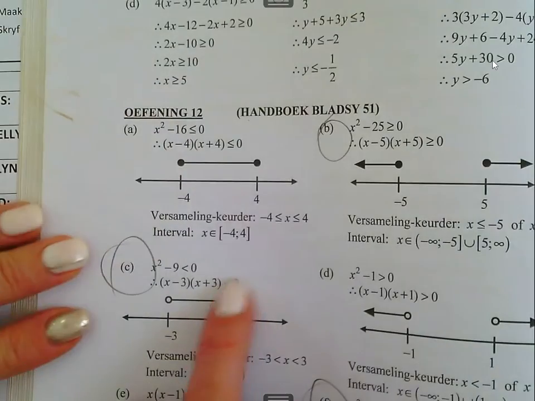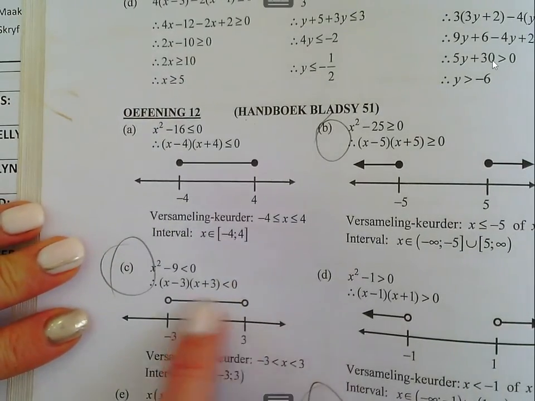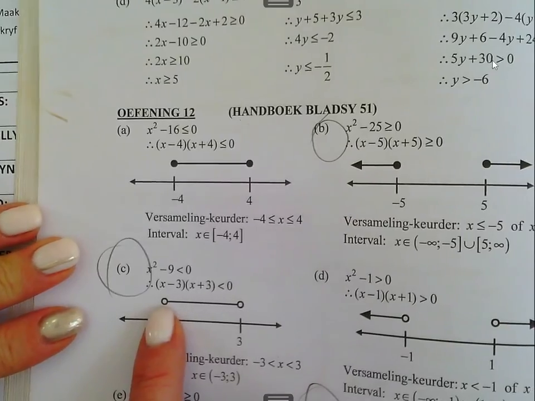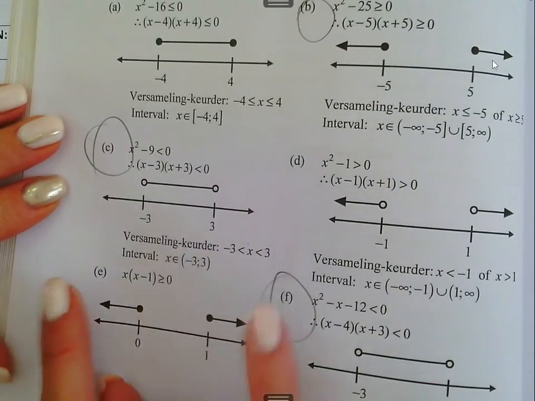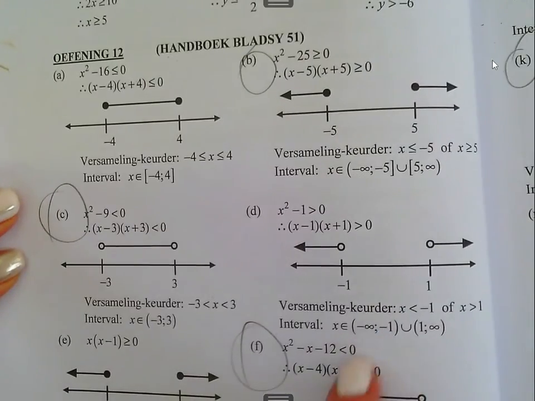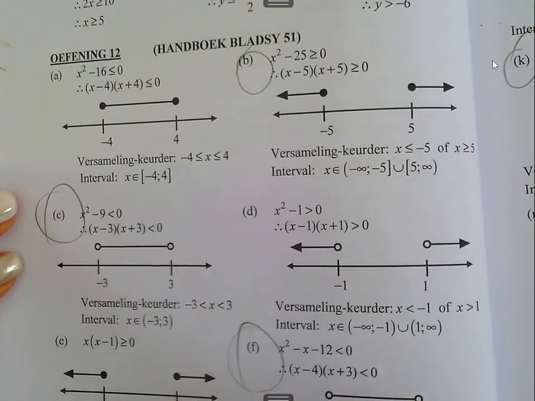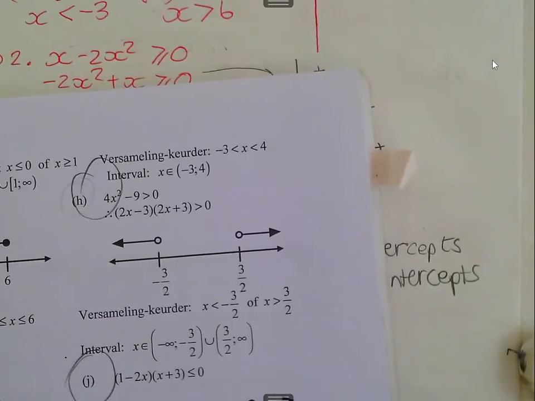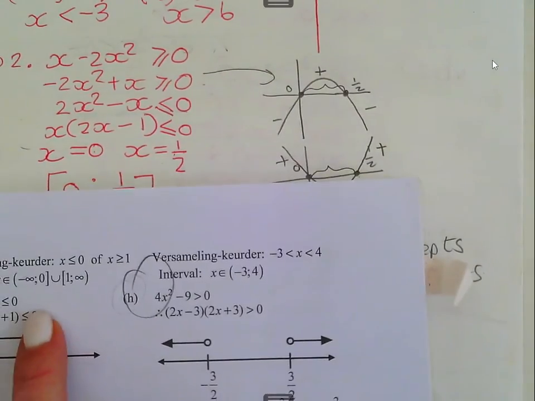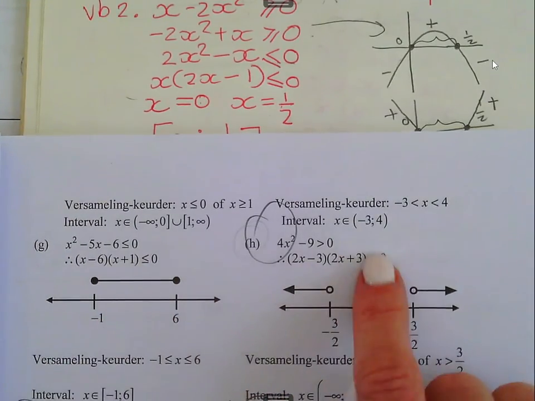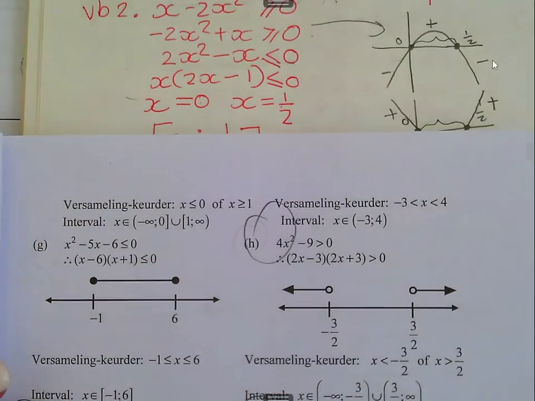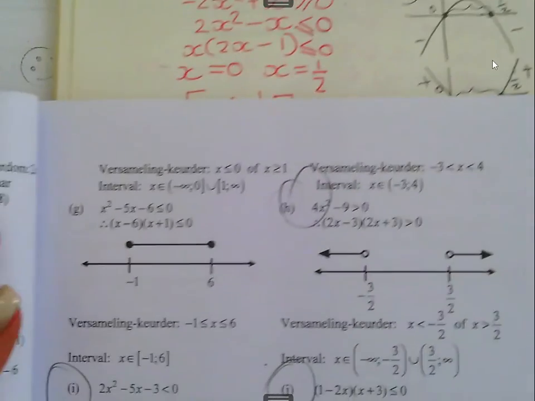Yeah, they're asking smaller. It's in between the 0 points. Greater, outside of the 0 points. Smaller, in between the 0 points. With each and every one of them. Smaller in between. Greater outside.